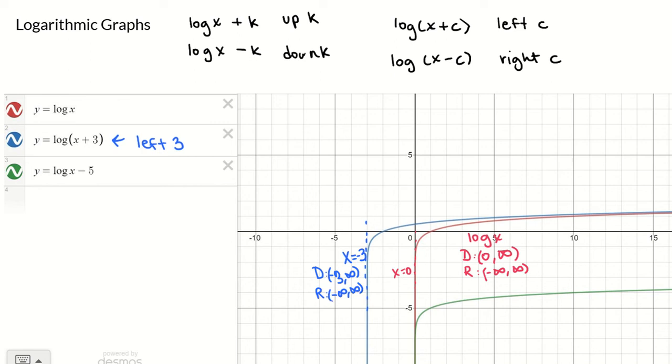The graph in green is log of x minus 5. Since the 5 is subtracted after the logarithm, this would move the graph down 5. So we can see this graph in green. If shifted down 5, the asymptote is still the same as the original red function, which is at x equals 0, and the domain and range are also the same. The domain is 0 to infinity, and the range is negative infinity to infinity.